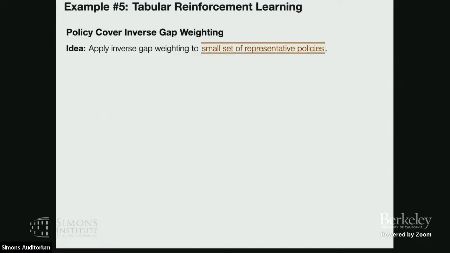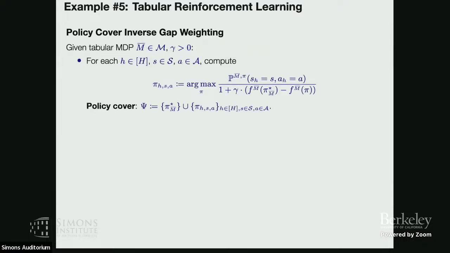Okay, and I'll just say a tiny bit more about this policy cover inverse gap weighting strategy because it gives us a sense for how you can take this inverse gap weighting technique to richer decision-making problems beyond bandits. And the idea will be to do the same strategy as I did for bandits in policy space. The challenge is, if I try to naively do this inverse gap weighting for every single policy, this will have very bad sample complexity because it doesn't take advantage of the fact that you can share information between policies, and there's a lot of policies. So the idea will be instead to do it to a small set of representative policies. And that's going to look like the following.